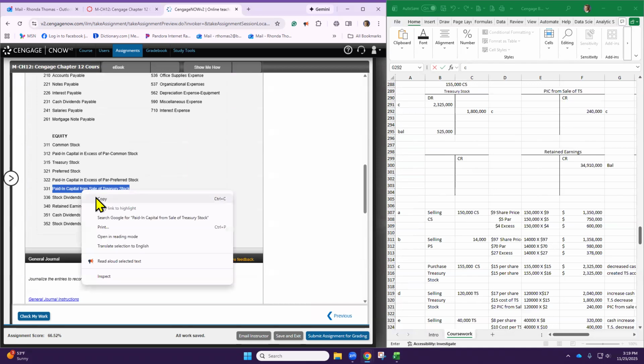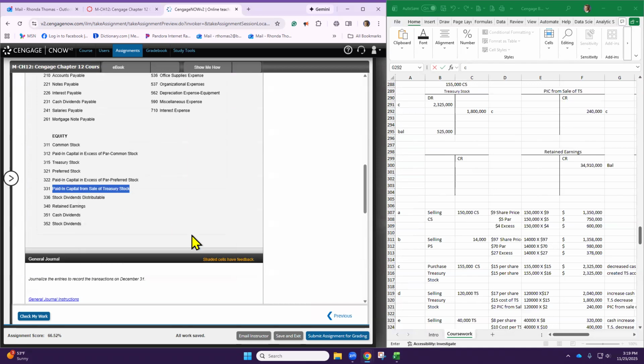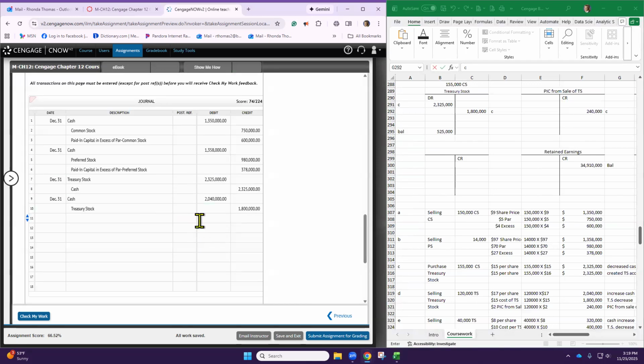So there's basically 3 paid in capitals. There's paid in capital in excess of par for common stock, paid in capital in excess of par for preferred shares, and then paid in capital from sale of treasury stock. Okay, so this is 240,000.